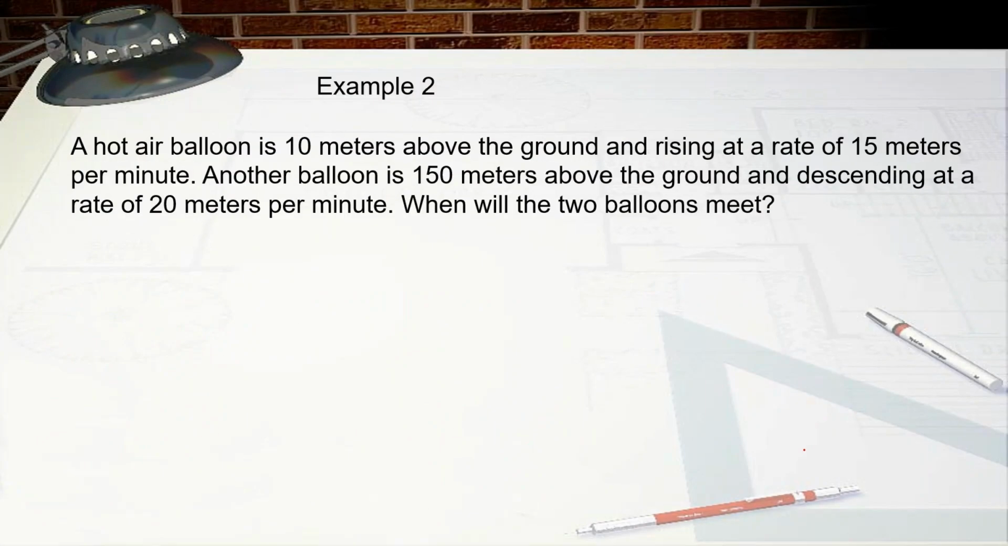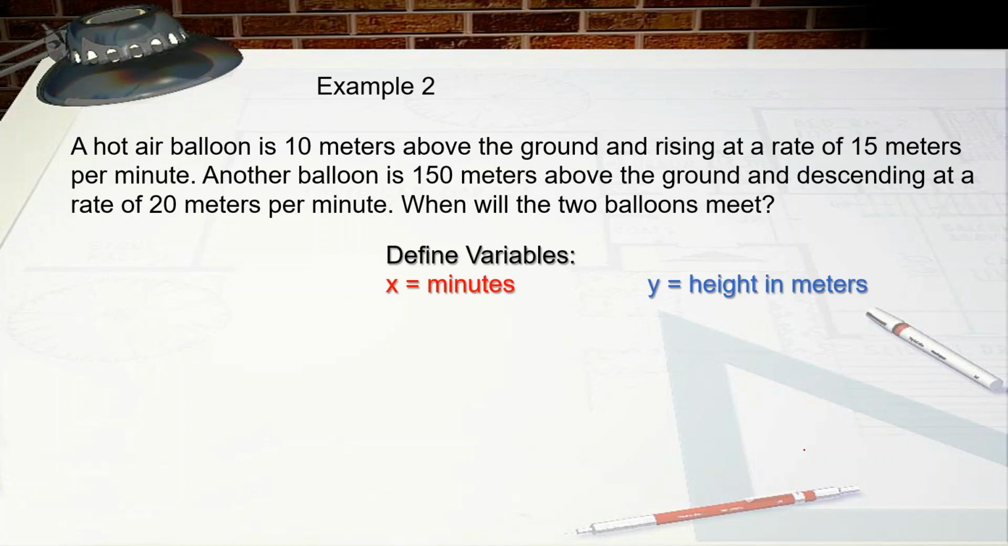A hot air balloon is 10 meters above the ground and rising at a rate of 15 meters per minute. Another balloon is 150 meters above the ground and descending at a rate of 20 meters per minute. When will the two balloons meet? So defining these two variables, I've made x is equal to minutes and y is equal to height in meters.